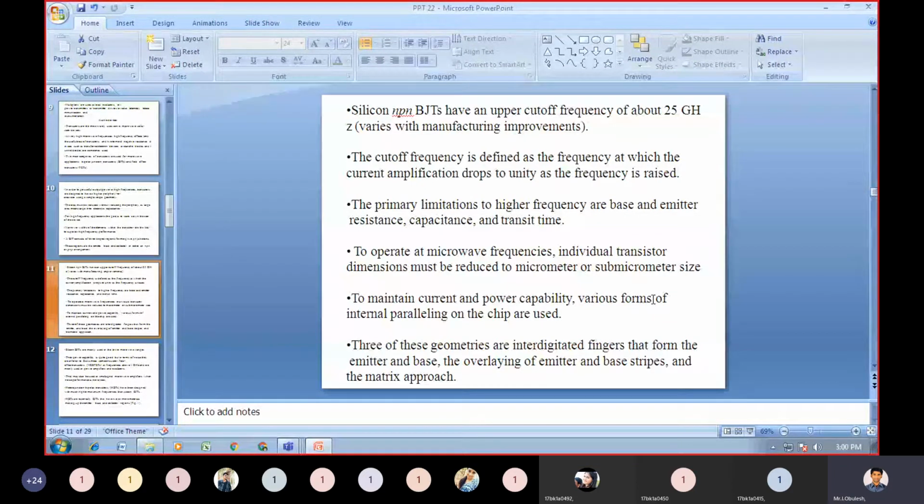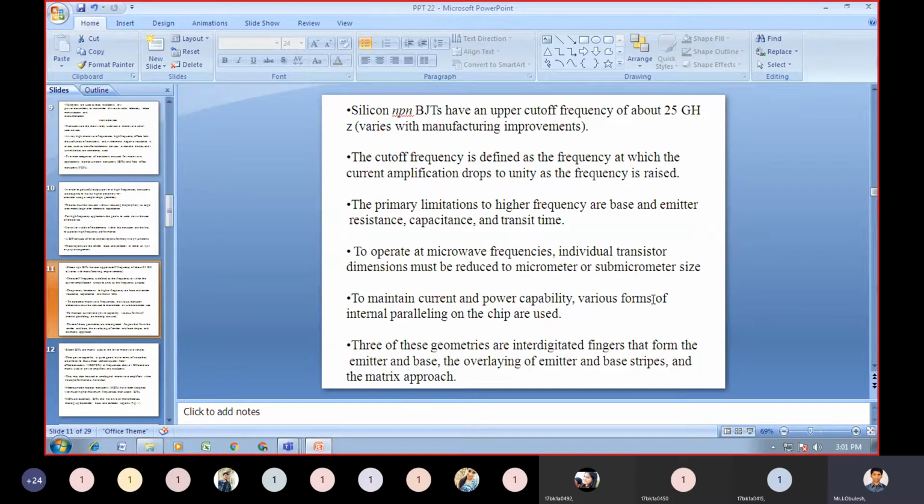The primary limitations to higher frequency are base and emitter resistance, capacitance, and transit time. So these are the primary limitations to higher frequencies.